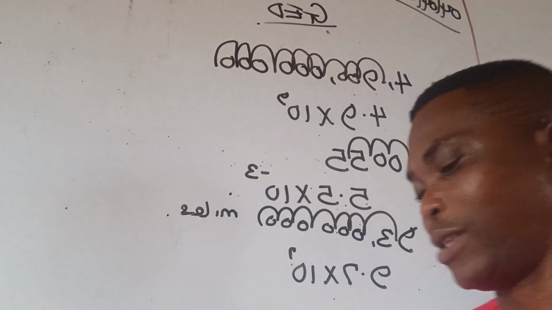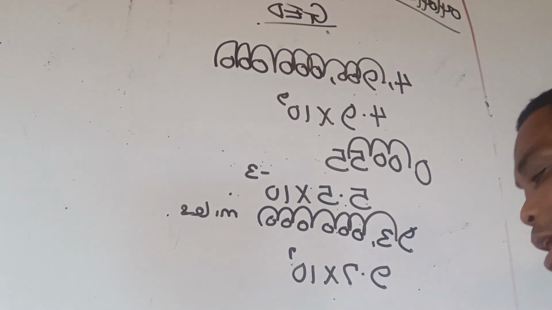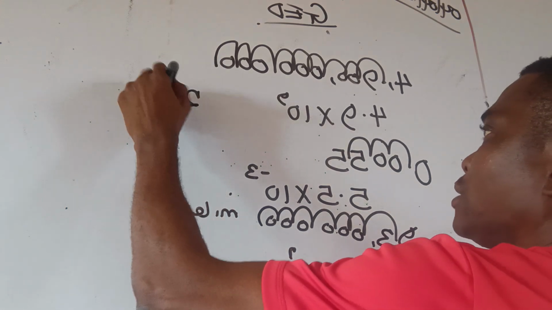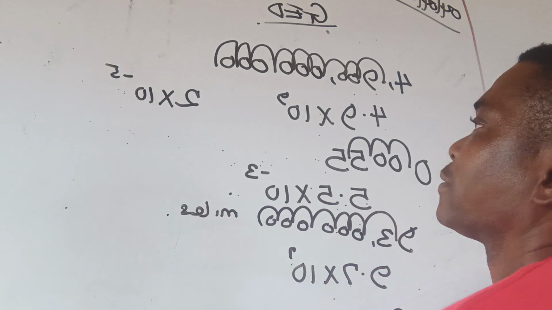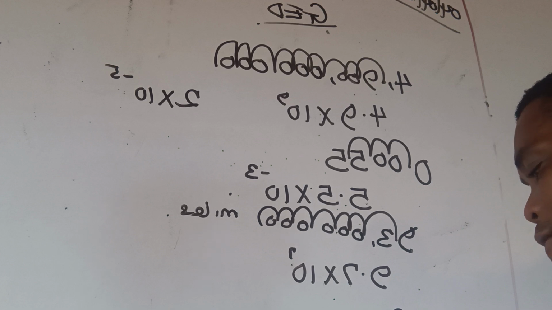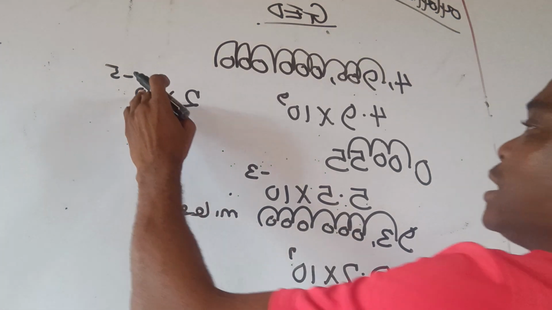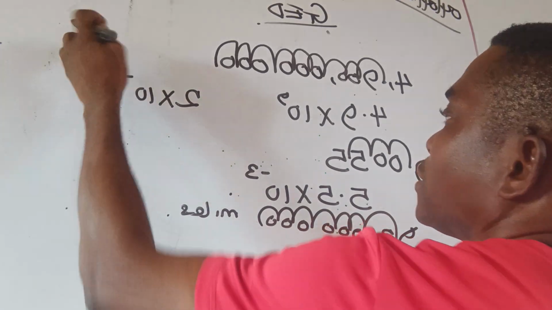Now, this one, we have to express in an ordinary form. We have 2 times 10 raised to the power minus 5. So we have to write it in an ordinary form. Once you see 10 raised to the power minus 5, it means it's going to be 5 zeros.